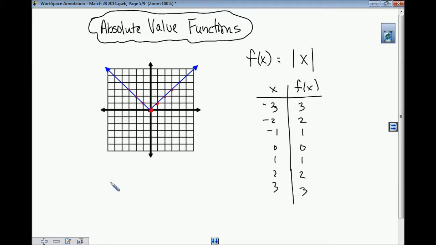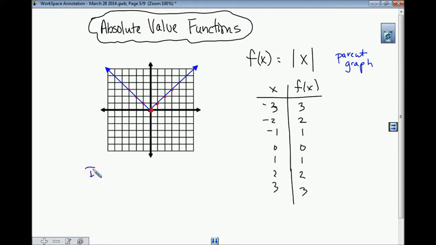Now, let's look at this because this ends up being our parent graph. In a little while, we're going to take this parent graph and we're going to shift it, reflect it, and stretch it. And it's not going to be hard because this just makes sense. When I move left or right from this vertex, I'm just taking the absolute value of my x move. So +1 absolute value is 1, +2 is 2, -1 is 1, -2 is 2.